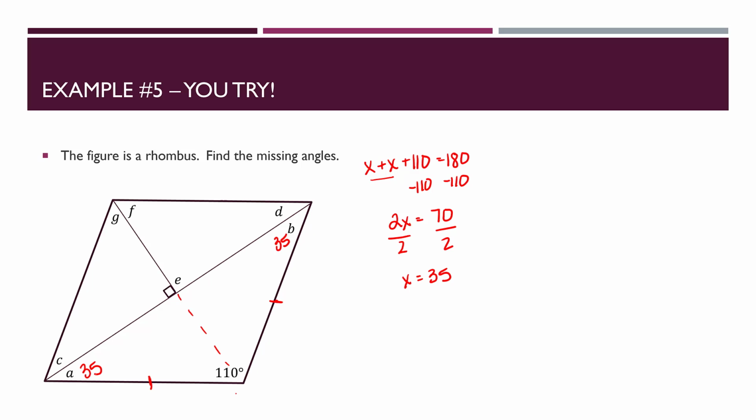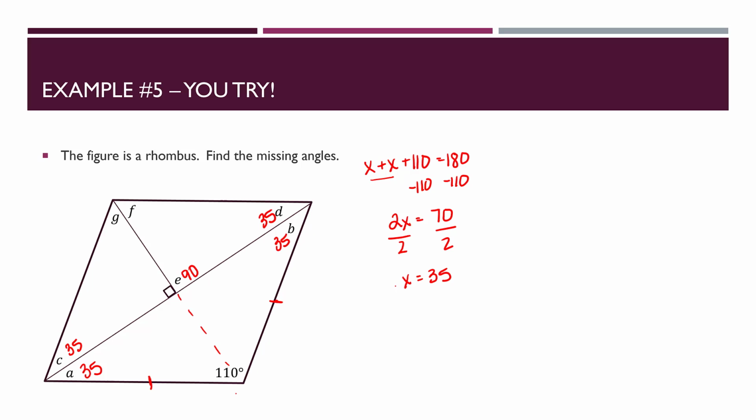I will also remind myself that on a rhombus, the diagonals bisect the angles. So if one side of that angle is 35, then the other side must also be 35 for it to be bisected. That center angle, remember, needs to be 90 because our diagonals are perpendicular. It even marks it in there with that box. So E must be 90 degrees.